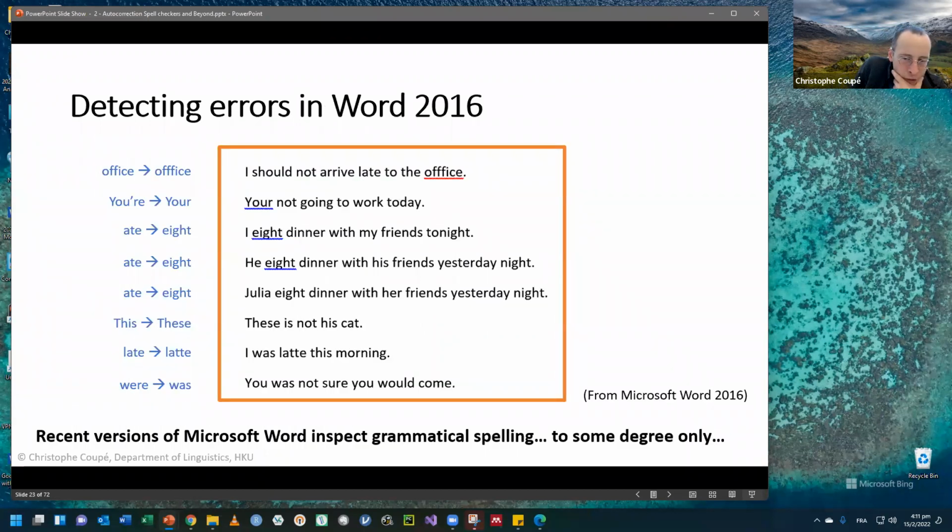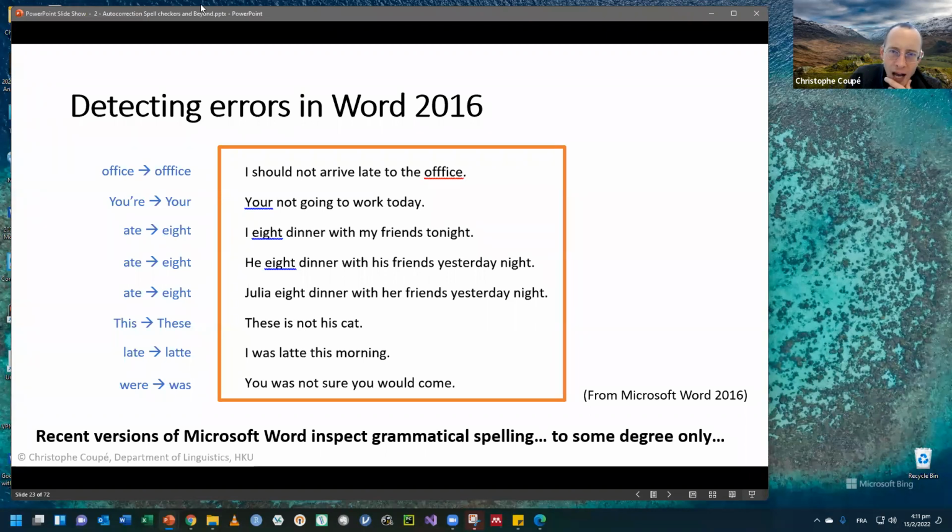These are different sentences that were entered in the past in Microsoft Word 2016. And you could find that you're not going to work today, or Office with 3F, or I ate dinner with my friends tonight. He ate dinner with his friends yesterday night. That works. The problem is detected. But now if I write Julia ate dinner with her friends yesterday night, now the error remains undetected.